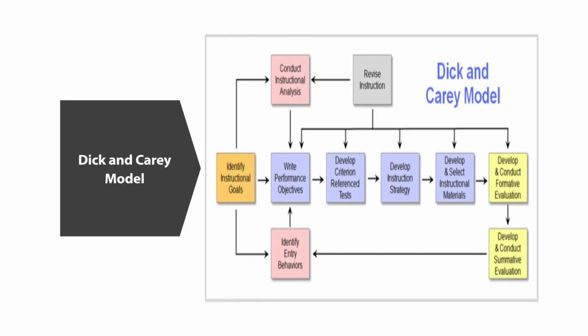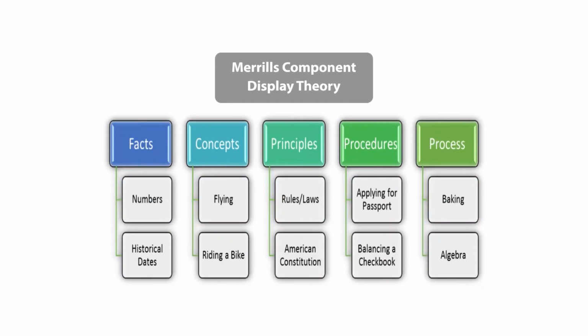So that's very important. If you see the arrows, the Dick and Carey model connects with each and every component of learning. And then at the end, if you see the top box, it says revise instruction. You can revise each and every component of the Dick and Carey model. That's very, very important. Another model is Merrill's component display theory.